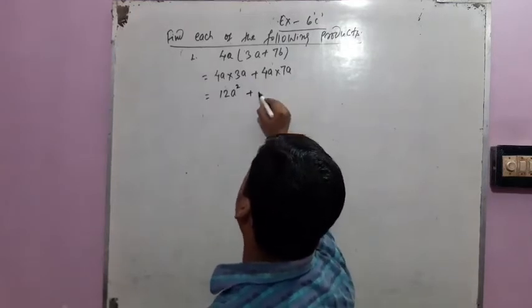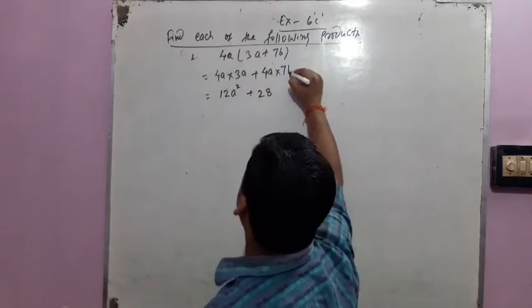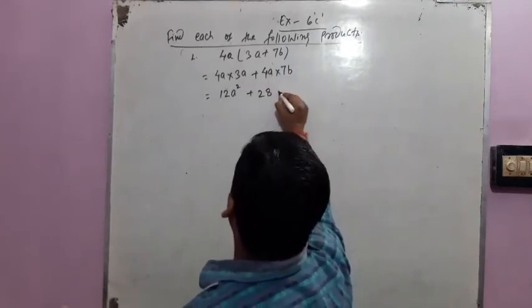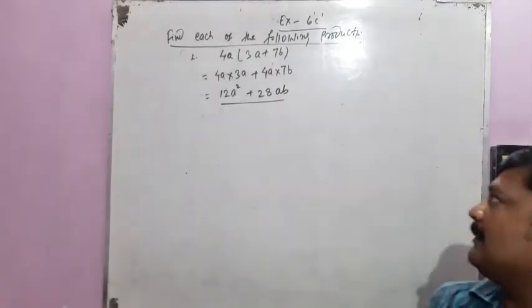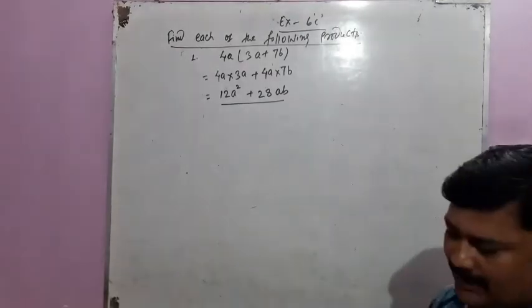Again we are multiplying, 7 fours are 28, and here it is also, students, b. So 4 sevens are 28, a and b, 28ab. That's your product. So when 4a is multiplied with 3a plus 7b, the product is 12a square plus 28ab.